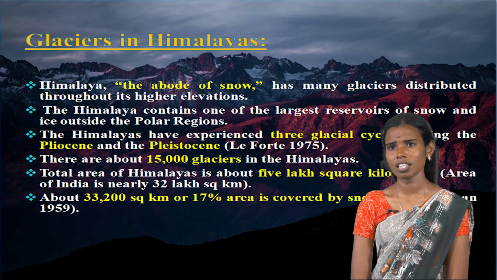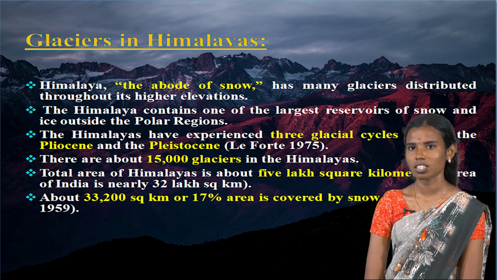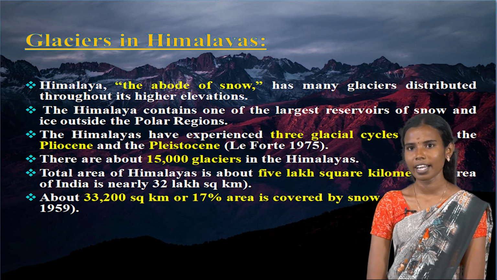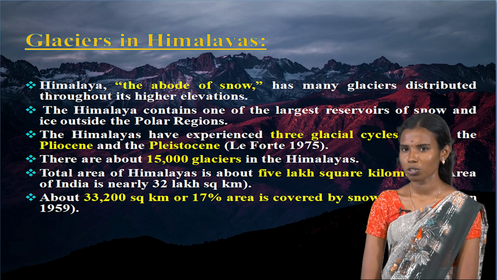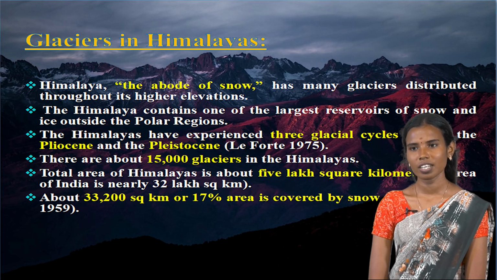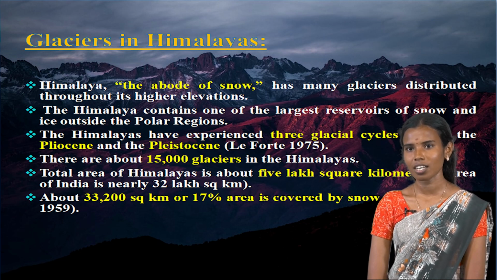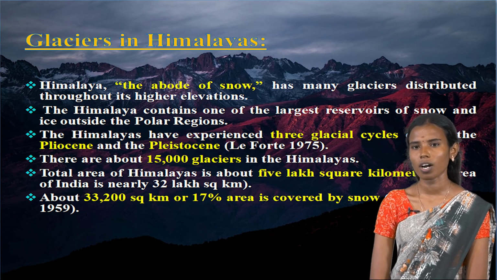Then the glaciers in Himalaya. Himalaya, the abode of snow, has many glaciers distributed throughout its higher elevation. The Himalaya contains one of the largest reservoirs of snow and ice outside the polar region. The Himalayas have experienced three glacial cycles during the Pliocene and the Pleistocene age. There are about 15,000 glaciers in the Himalayas.